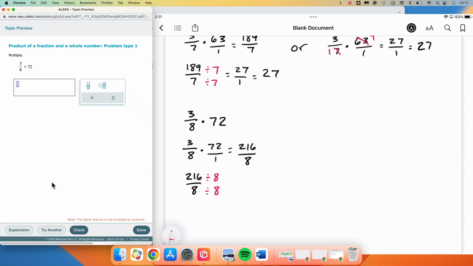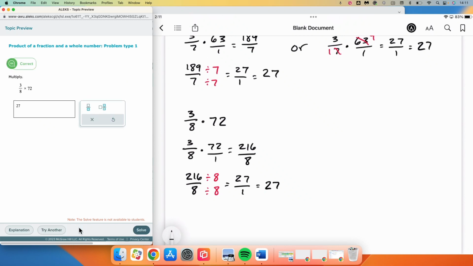Again, I would probably pull my calculator out at this point. And I'm going to try and do it in my head and see how close I can get. So 8 times 20 is 160. That leaves 56. 8 times 7 is 56. That's what's left. So that would be 27 over 1, which is equal to 27. And so when I do some mental math and things like that, I'll talk through the process that I use to do that as well. And hopefully that is helpful.